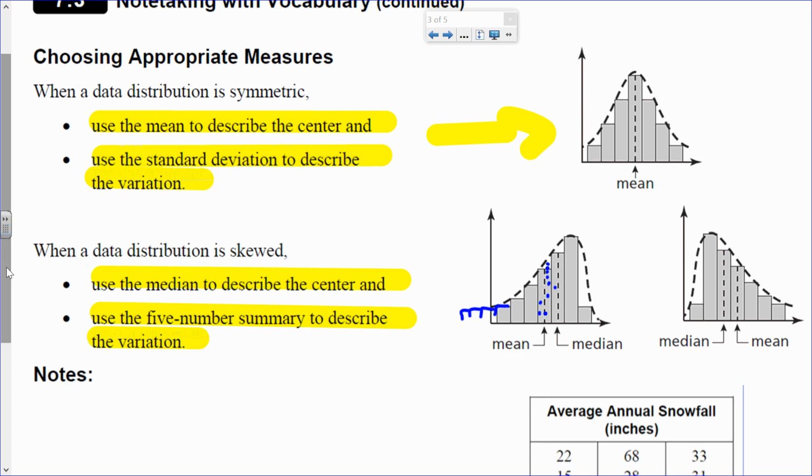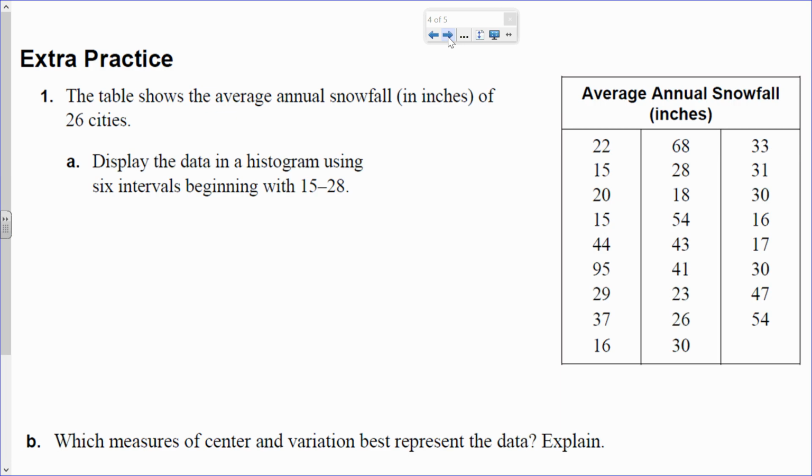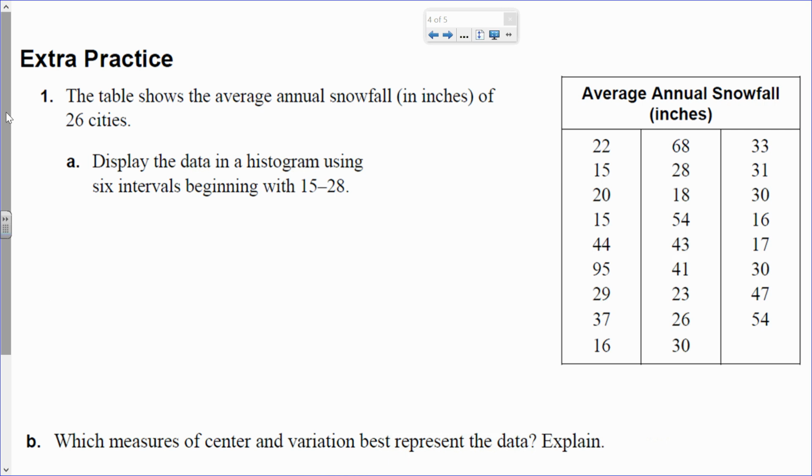Almost done. Cool. You got your highlighter. We're going to do just one example. That's right there at the bottom of your page. It has to do with average annual snowfall in inches of 26 U.S. cities. So you're looking right there at the bottom of your paper, right? You see this? It's got parts A, B, and C. Let's answer these questions together and we're done with our notes.